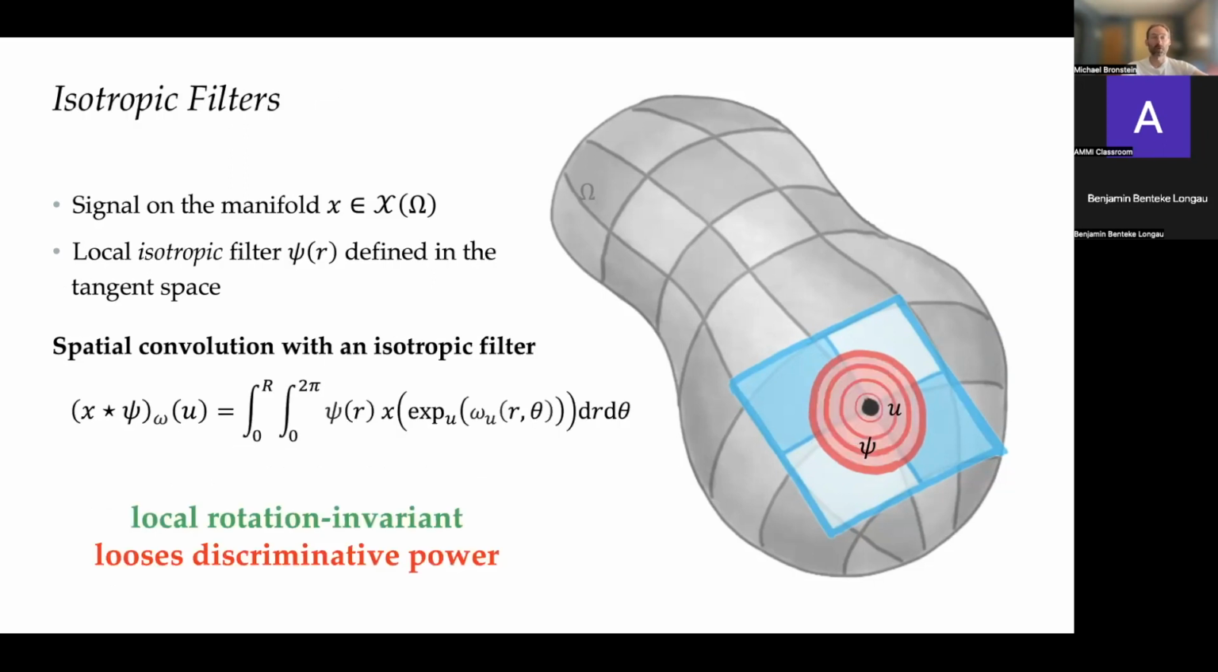Of course, this way I throw away some information. We can also have isotropic filters. An isotropic filter means that the filter is rotationally symmetric, so it depends only on the radius, not on the angle. And in this case, I don't need to do what I had to do previously, right? But I lose discriminative power. So the filter is symmetric.